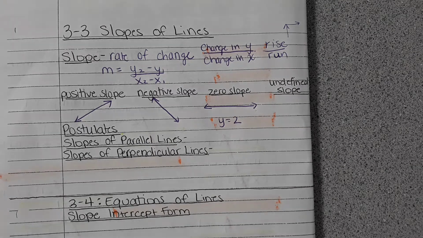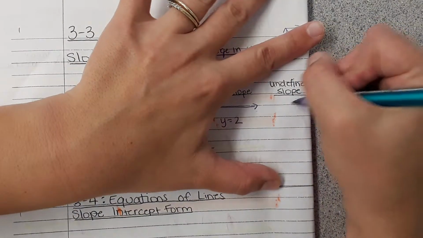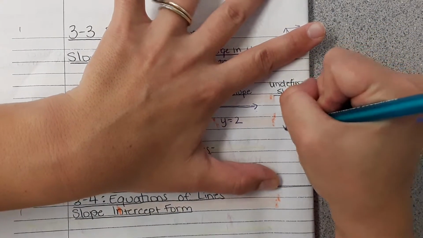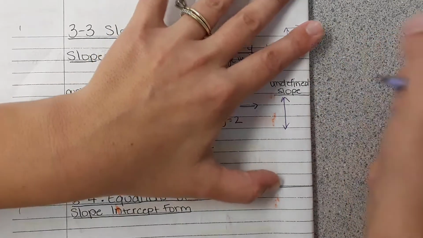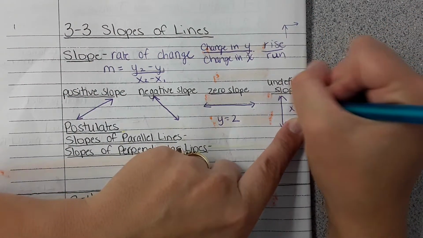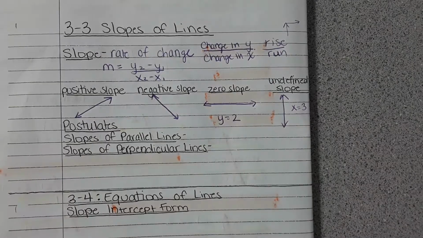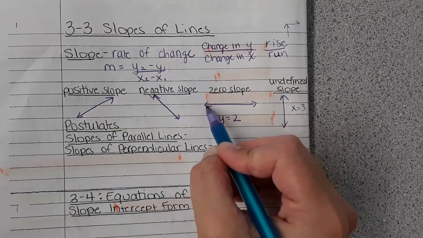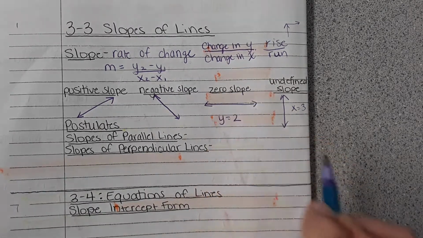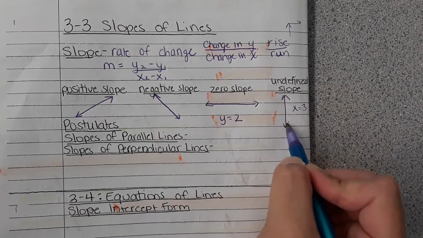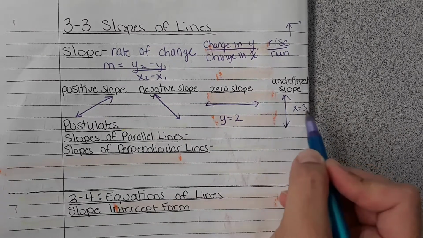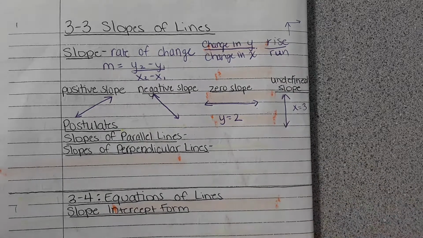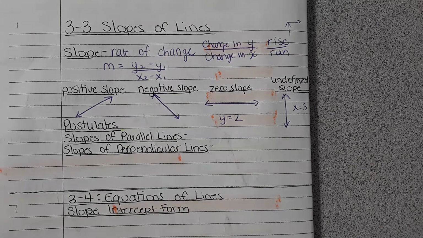Then undefined slope. What that looks like is just a vertical line. And the equation would be like x equals 3. When we talk about slope in real-world situations, it's usually change over time. As time progresses, your distance or growth is going up or down. Undefined slope doesn't really make sense because time's not changing, like time's staying still. So that's why it's such an odd phenomenon.